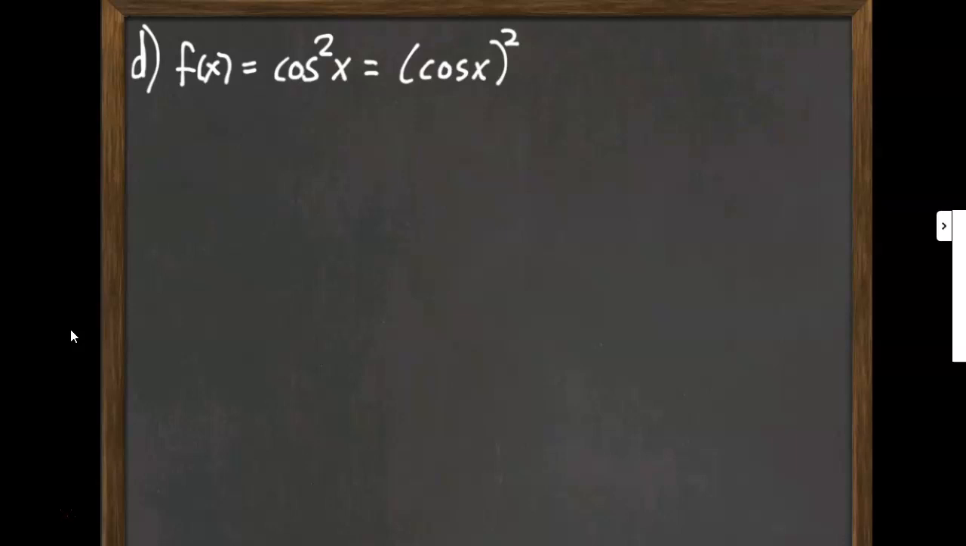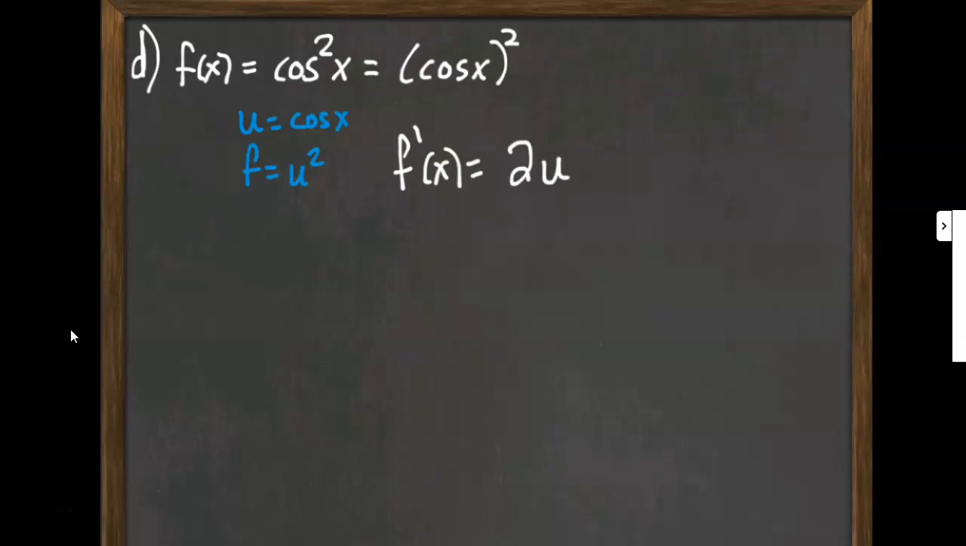So now as we look at this, the inner function is clear. It's the stuff inside the grouping symbols, the cosine. The outer function is the squaring operation. So u is cosine x, and when we replace cosine x with u, we get f is equal to u squared. And so we set it up, and now we go ahead and use our chain rule.